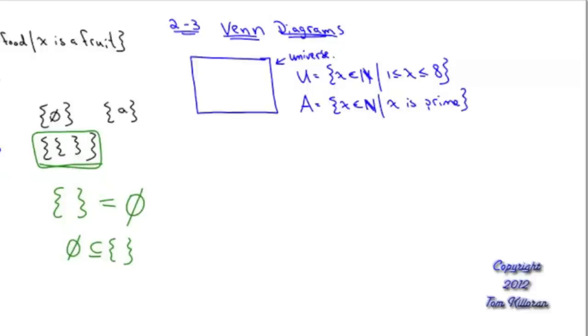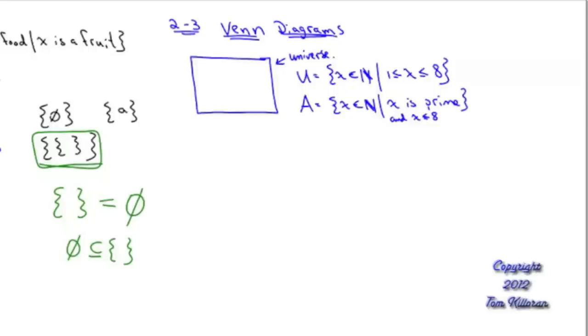Remember the prime numbers? We talked about these before. 2, 3, 5, 7, 11, 13, and so forth. What a Venn diagram does now is, well, the universe is the box, and A is inside of it. To be clear, X is a prime number, and X is less than or equal to 8. Let's keep it simple. Therefore, A is inside of the universe. So A is a subset of the universe.